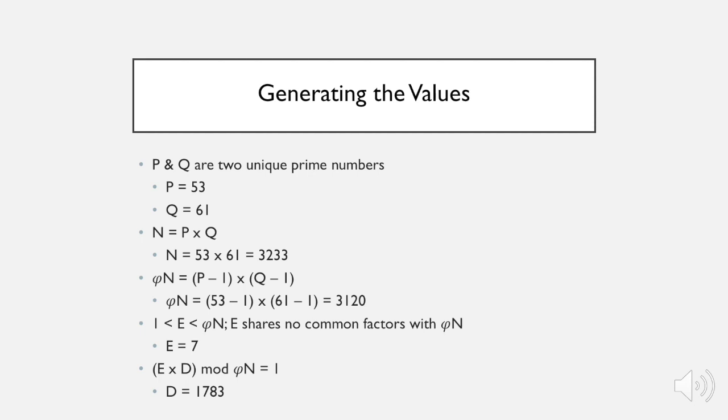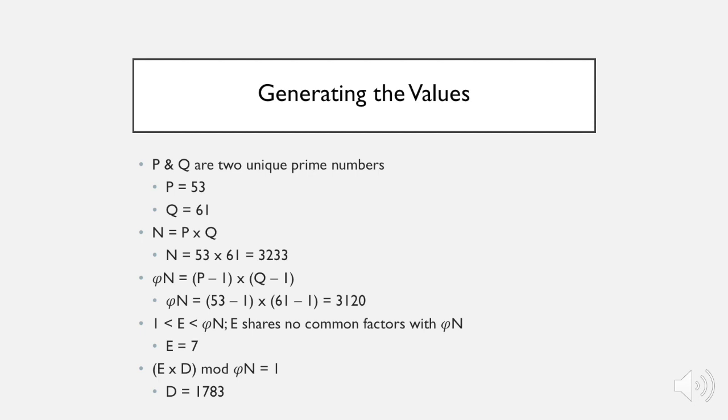For example, the phi of 5, a prime number, is 4, because there are 4 positive integers less than 5 that do not share any common factors greater than 1 with 5. Thus, the phi of the semi-prime number n is p minus 1 times q minus 1. In our example, the phi of 3,233 is 3,120.